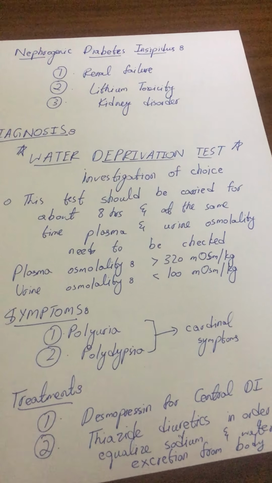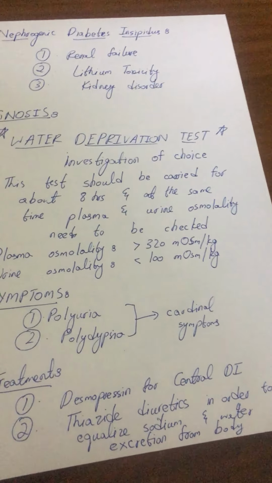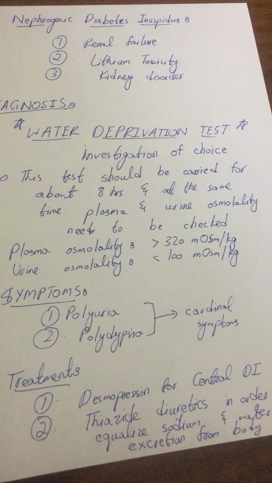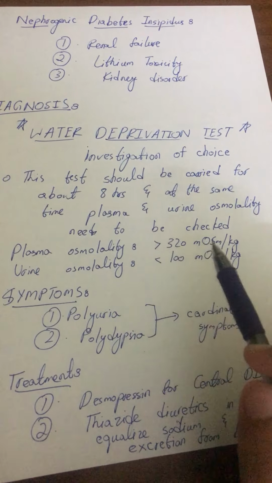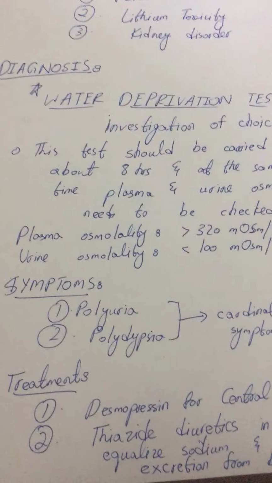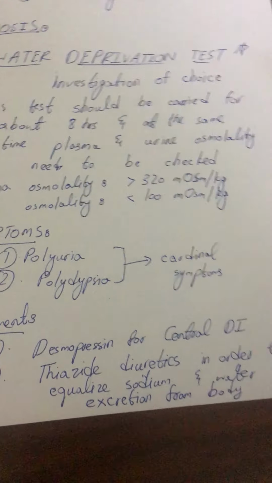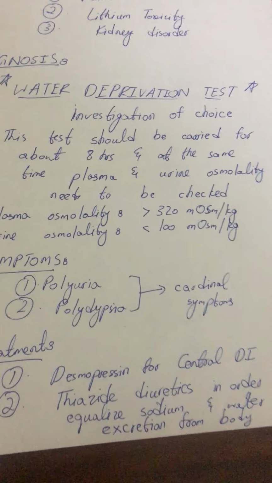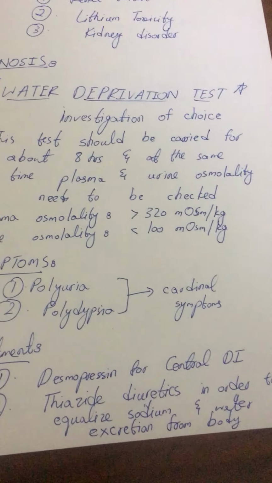But if the plasma osmolality increases, urine osmolality keeps on decreasing, and the patient is polyuric, polydipsic, then it indicates that the patient is suffering from diabetes insipidus. The plasma osmolality in this condition is greater than 320 and urine osmolality is lesser than 100. Symptoms we've already discussed. Treatment for central is desmopressin, which is a vasopressin analog, right? So if ADH isn't being synthesized and secreted in normal amounts, we can give an ADH analog that can mimic its function and compensate for its deficiency.